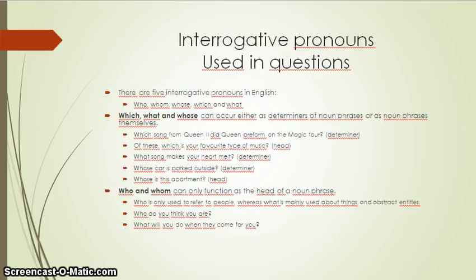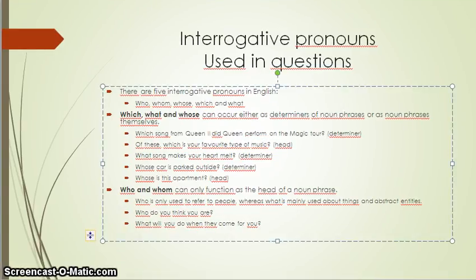Interrogative pronouns are used in questions, and we have 5 in number in English: who, whom, whose, which, and what. Which, what, and whose can occur either as determiners of noun phrases or as noun phrases themselves. A couple of examples. Which song from Queen 2 did Queen perform on the Magic Tour? And then which is a determiner. Or of these, which is your favorite type of music? And then which is the head of the clause.